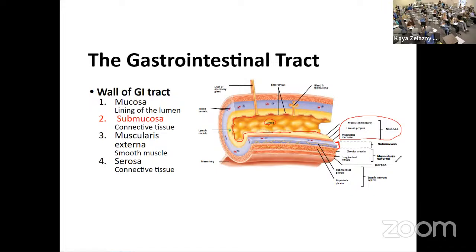Next, we have the muscularis externa. Okay. So muscularis, because we're going to have some muscle there. Okay. Specifically, we're going to have smooth muscle here in this region. Okay. That's going to be important when we think about squeezing food along, right? It's important that we have muscle in the wall of our GI tract.